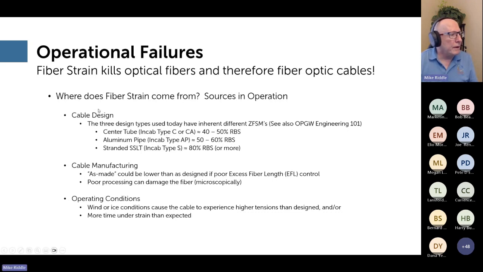So I start off with the design, the cable manufacturing. I could have a design that's supposed to have a certain zero fiber strain margin, but I didn't make it very well, and it ends up with a lower zero fiber strain margin in reality. And I could have damaged the fiber during process by poorly handling it. So that's not good. And then the operating conditions. So you design for NESC heavy, half inch of ice and whatever the wind load is, but Mother Nature is what it really is. Instead of a half inch, if you get an inch of ice, well, you can expect more fiber strain.